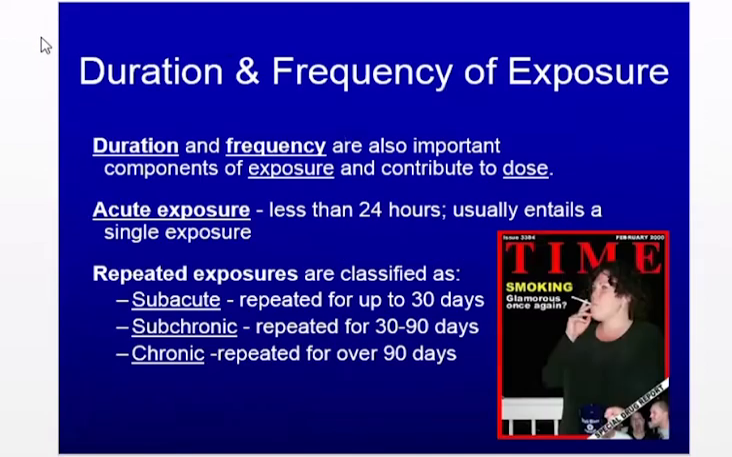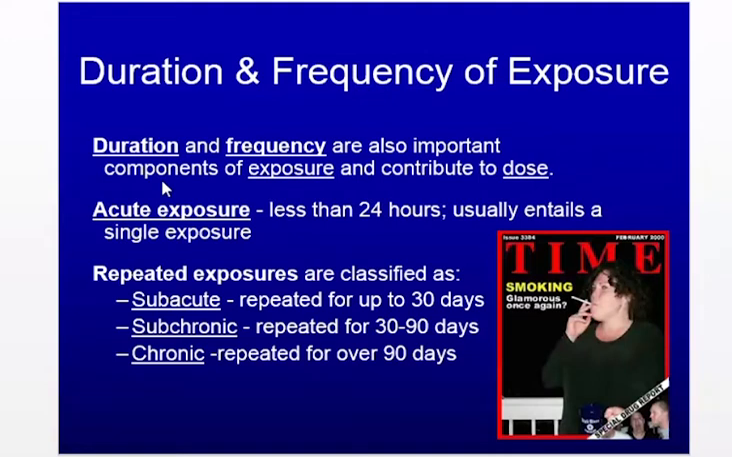Then, in terms of duration and frequency of exposure, these are components of exposure and contribute to a dose. So, in terms of duration, the longer you are in contact with the toxicant, the more you're going to absorb it. And also frequency. How many times have you been exposed to that substance or poison? So that will determine, because there will be a cumulative effect, and that will result in an increased dose. And that is the dose that will be harmful.